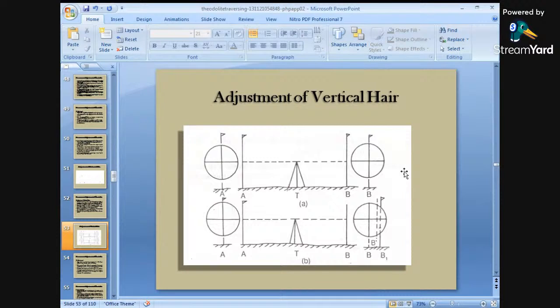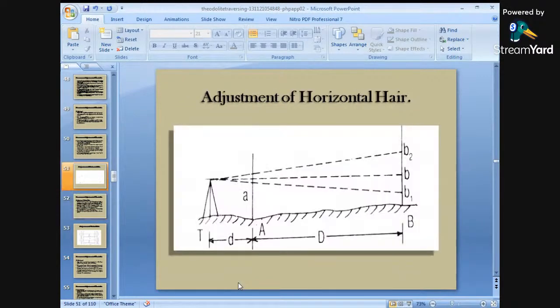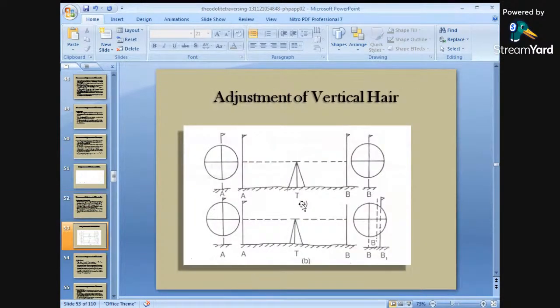As you can see in this diagram, the instrument has been fixed at point T. You take the reading on point A on the ranging rod. After that, by transiting the telescope, a ranging rod is fixed at point B. Now you need to turn the telescope by 180 degrees and fix a new point, called point B, on which the ranging rod is fixed.